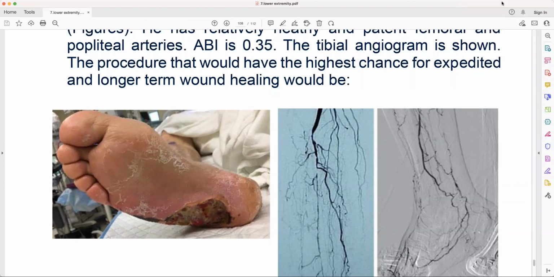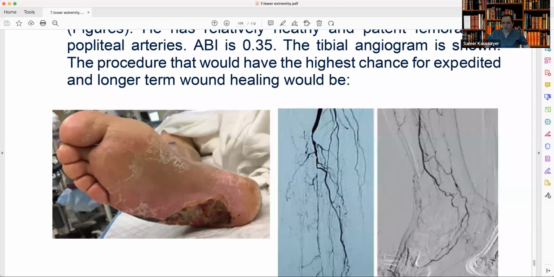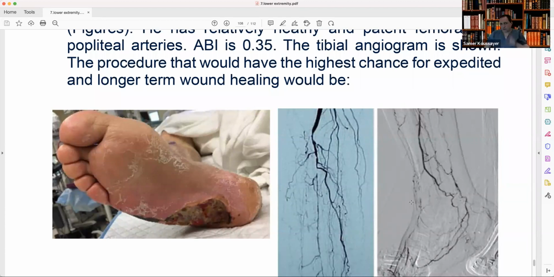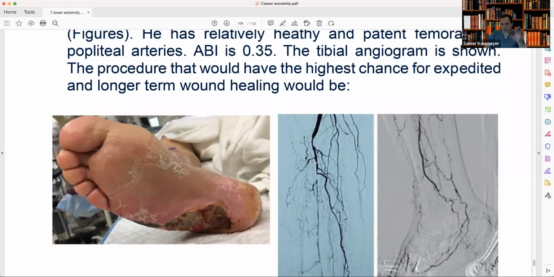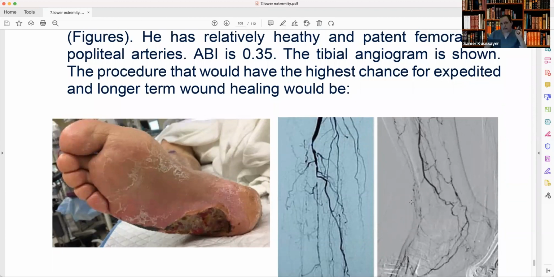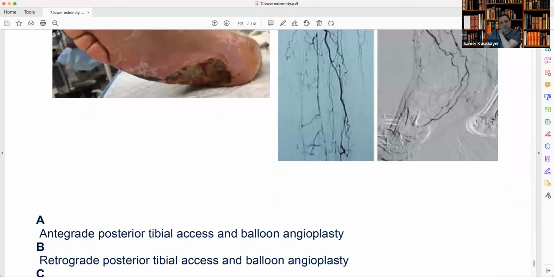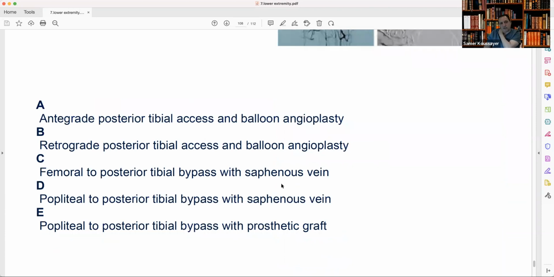And the bypass will be from popliteal to posterior tibial, like here. See, posterior tibial gets peroneal, popliteal, posterior tibial, okay? So you have to look at the question carefully and see what they're asking you here. What is the highest chance of expected long-term wound healing? Of course, nobody can argue about bypass. So they give you all these options: tibial antegrade, retrograde, femoral posterior bypass with saphenous vein, popliteal posterior bypass with saphenous vein.